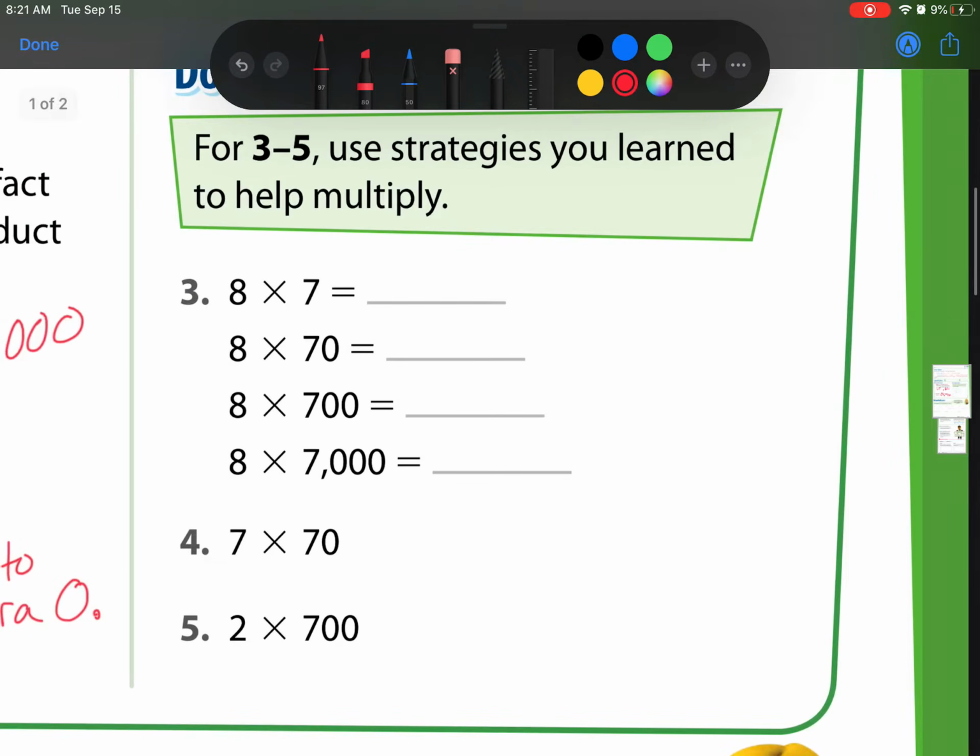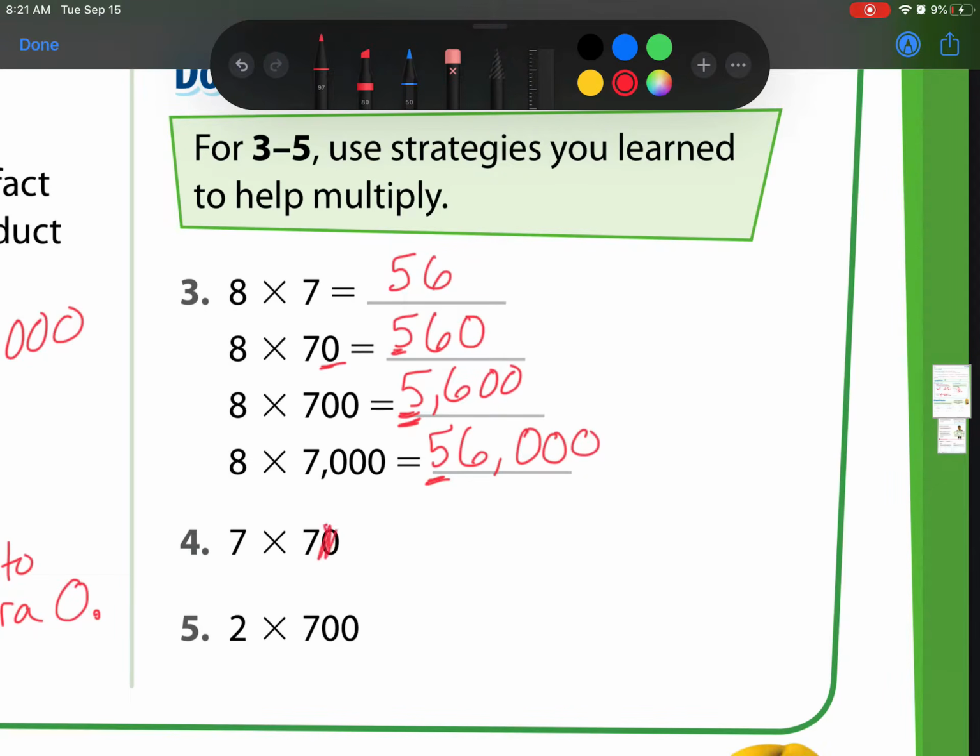So now let's check. It says use strategies to help you multiply. Well, knowing my math facts, I know 8 times 7 is 56. So now all I do is I'm adding these zeros on as they move one place value over. So I'm going to add 1 0. So now instead of ending in the tens, it ends in the hundreds. I'm going to add another 0. So now instead of ending in the hundreds, it ends in the thousands. And now I'm going to add 3 zeros. So now instead of ending in the thousands, it ends in the 10,000s.